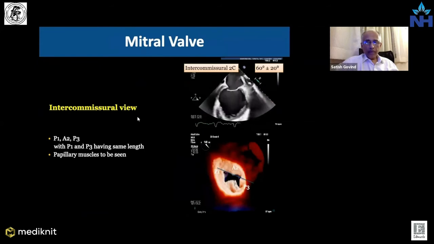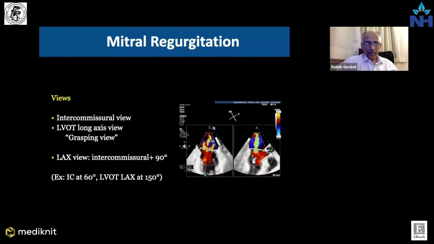After looking at the septum, it is now the turn of the mitral valve, to look at the intercommissural view, starting from here. We look at the various segments, and it's very important that P1 and P3 have the same length, which means you're well angled here. Ideally the papillary muscles should also be seen. This gives you how the intercommissural view is cut across the mitral valve as it crosses the 3 segments of the leaflets.